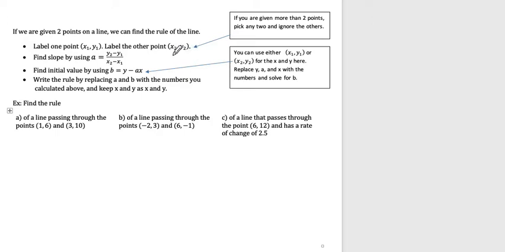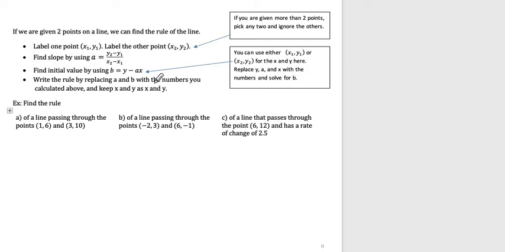And then there's an equation to find slope. Remember, slope and rate of change, same thing. So the equation is y2 minus y1 divided by x2 minus x1. That tells us what the a is. Once we have the a, we can find b, the initial value, because we see that b is y minus ax. And we can use either point, either x1, y1, or x2, y2, in solving for b. And then finally, we'll write the rule by replacing a and b with the numbers we just calculated, and we'll leave x and y as x and y.